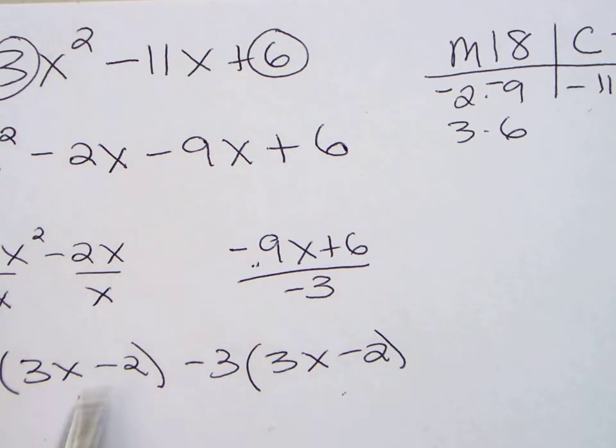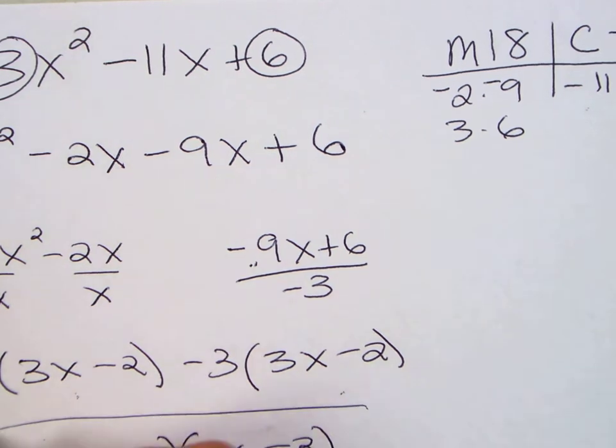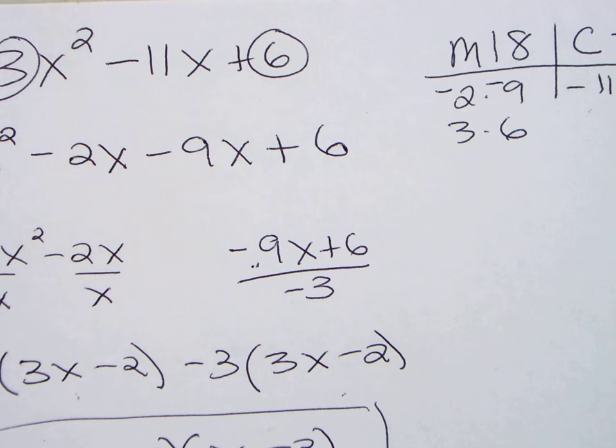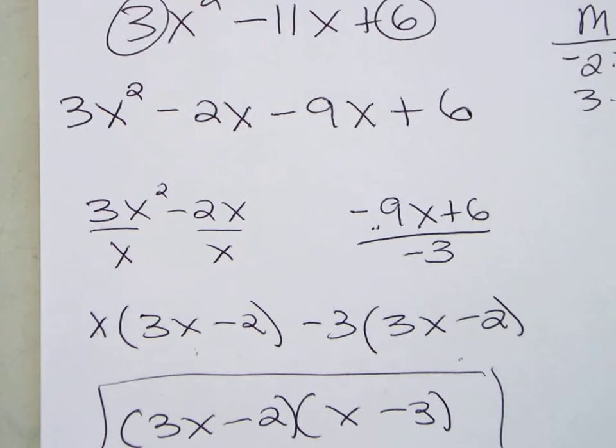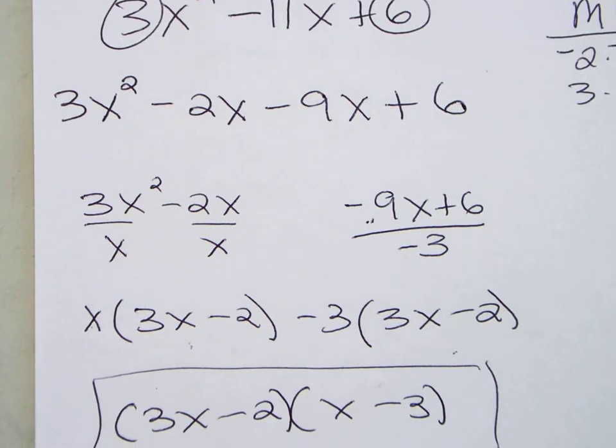Again, notice these are exactly the same. So we have 3x minus 2, and then what's left over when you take that out? X minus 3. And we just factored. All right? That's about as hard as it gets when it comes to factoring. Number 2 in the do now. Okay, so now let's go back.